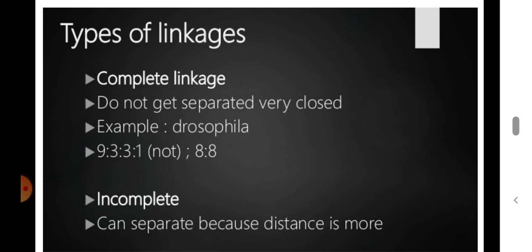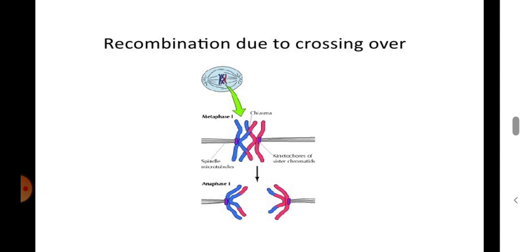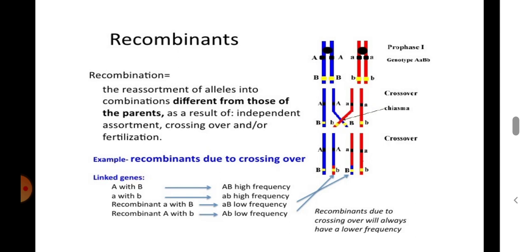Then incomplete linkage occurs when the genes for different characters are separated at the time of gamete formation, due to breaking and exchange of chromosome pieces during meiosis. They can separate because the distance is more. Recombination is due to crossing over. And then, what is crossing over?